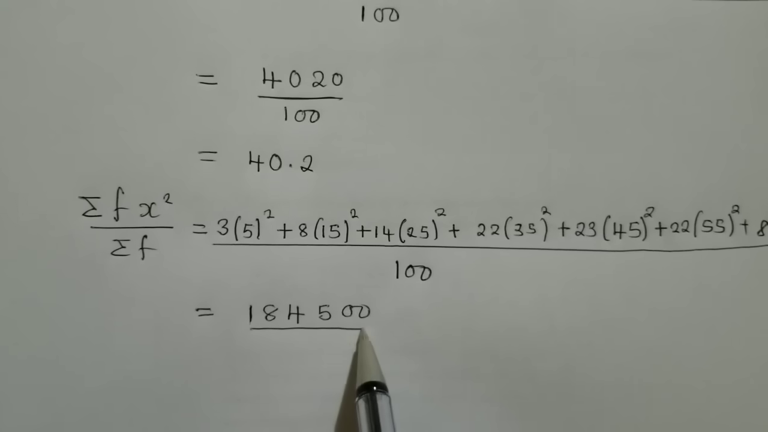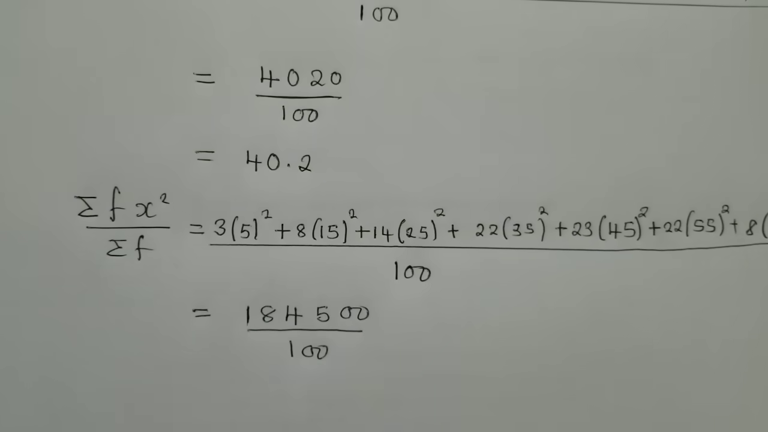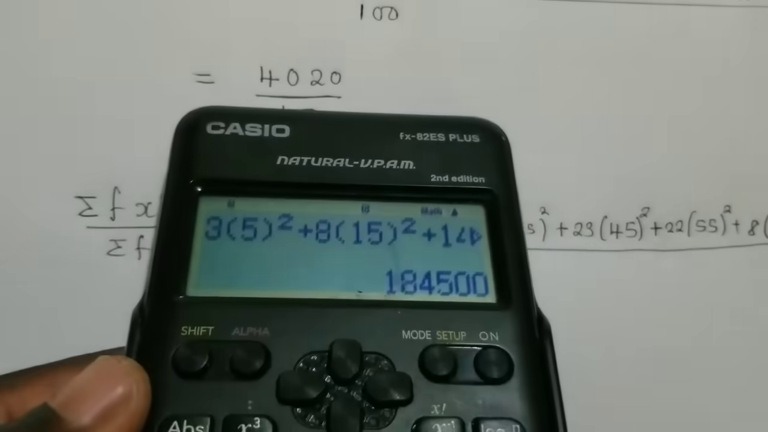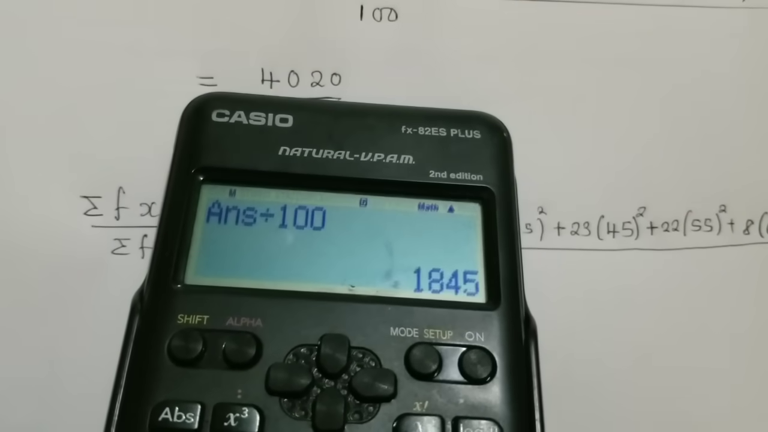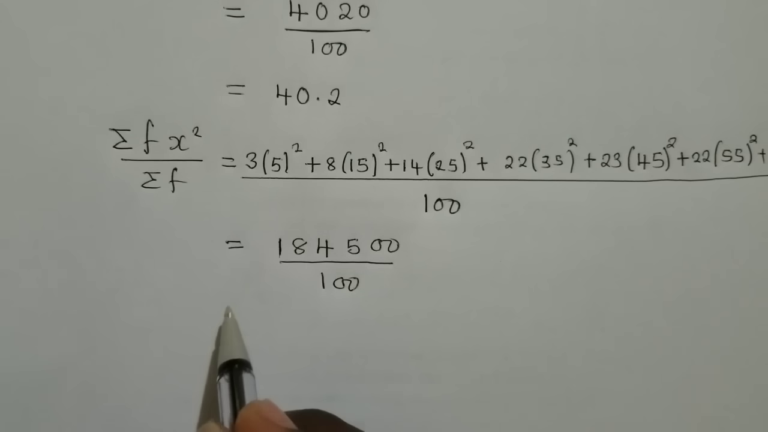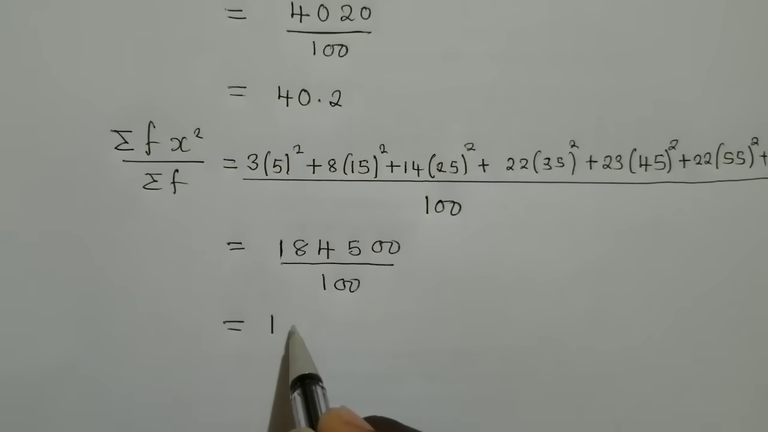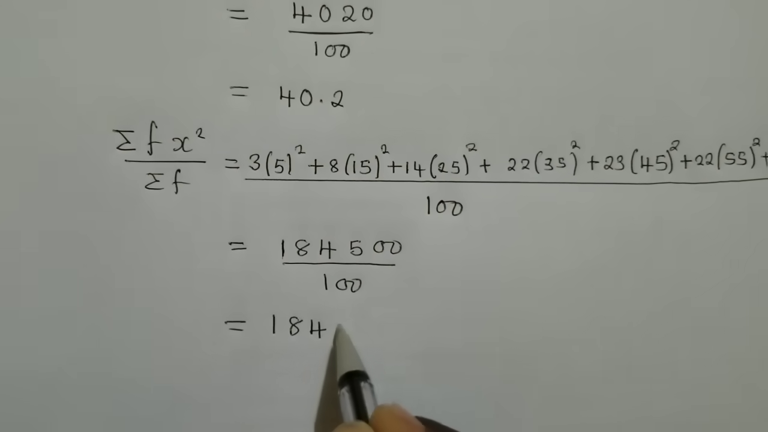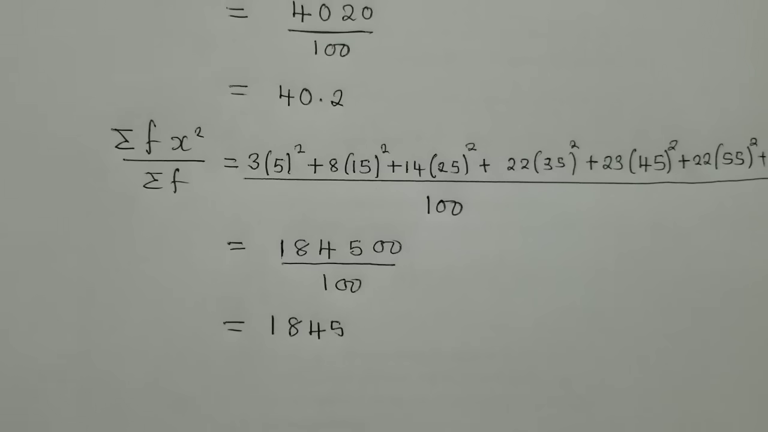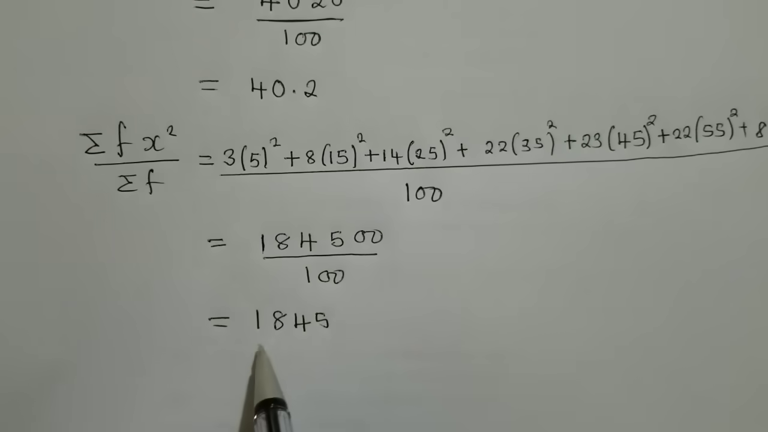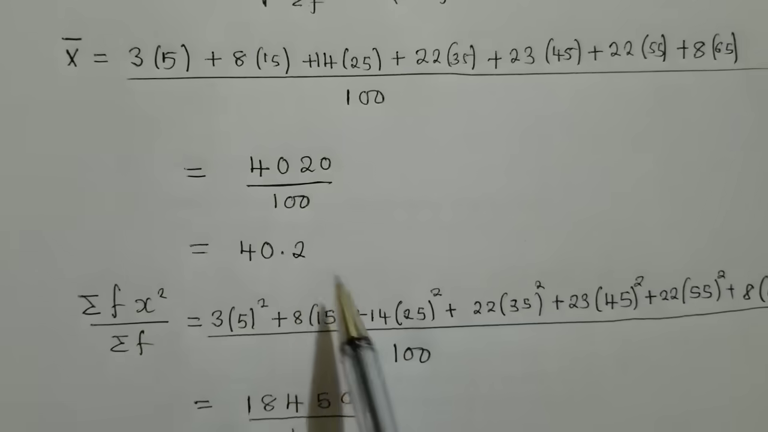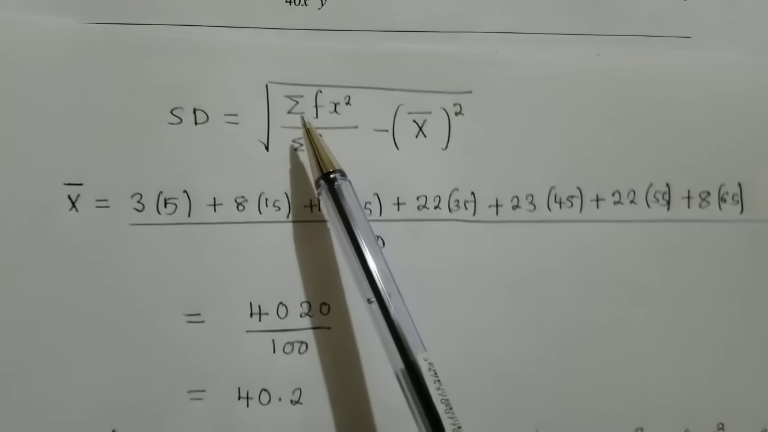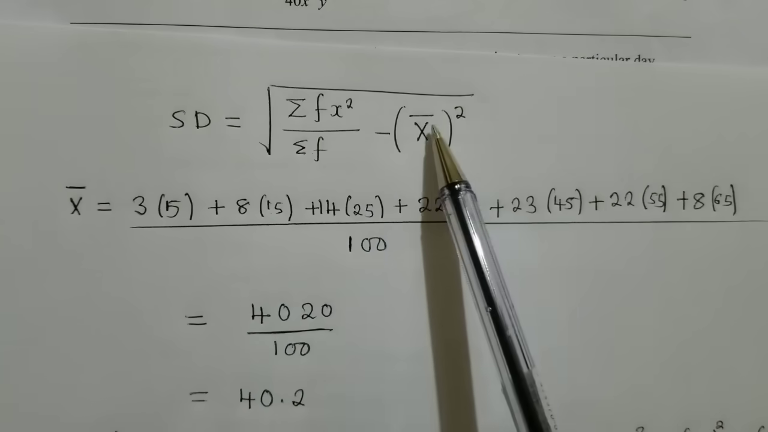Now we say divide by 100, this 100. So the same answer, you just say divide by 100. That's giving us 1,845, like that. So now we've found these two things. We found this and the mean. And these are the things that we want to substitute right here and here.